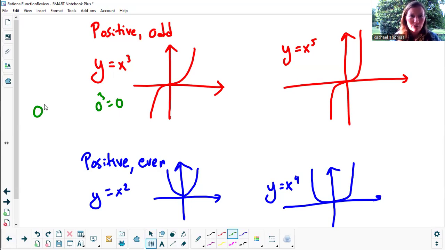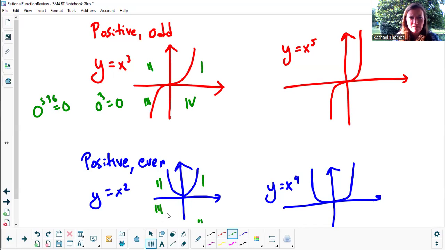0 to any integer power that is greater than 0, that's not infinite, I will get 0 as my answer. 0 to the 536th, I still get 0, right? So all of these curves are going to pass through the point 0, 0. You can also probably convince yourself why the odd numbers are going to go through quadrants 1 and 3, and the even powers are going to go through quadrants 1 and 2.